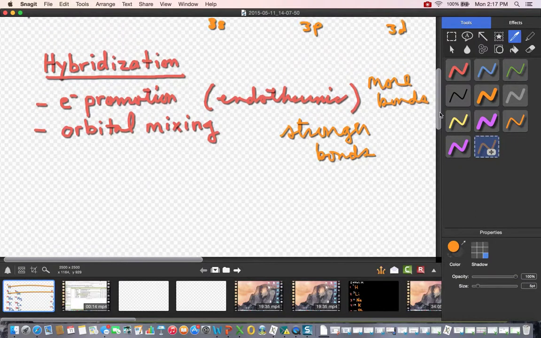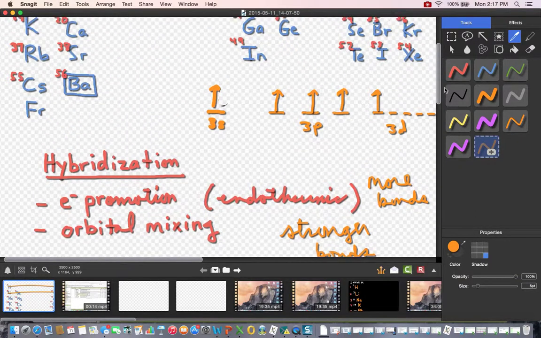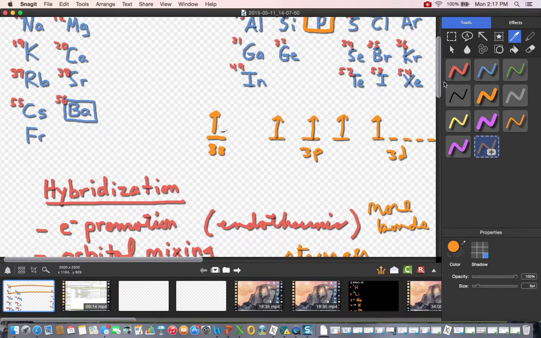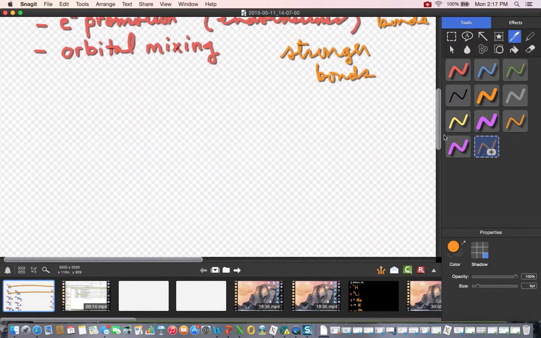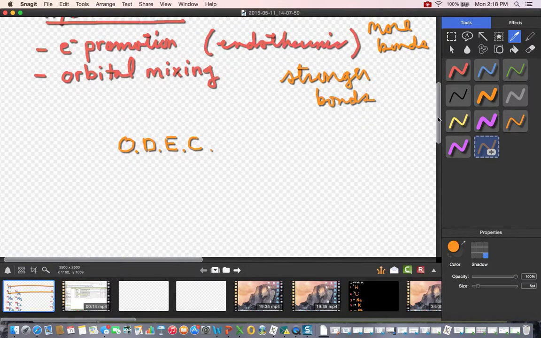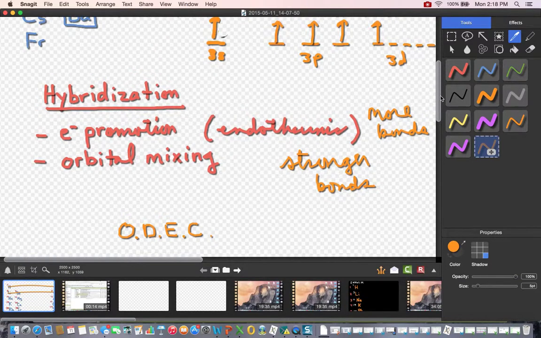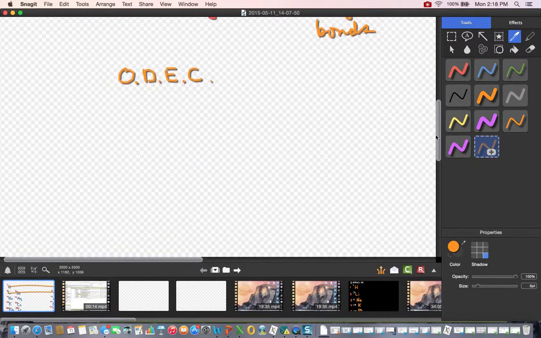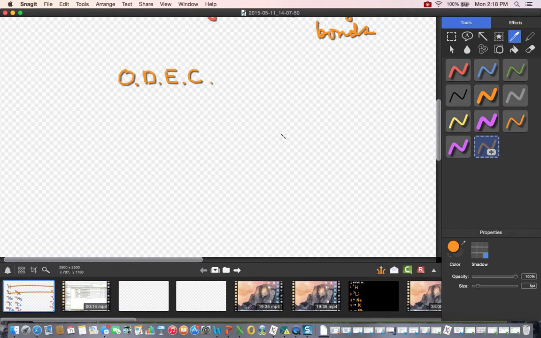This idea that I can represent the electronic structure of an atom with arrows and orbital diagrams, I call this ODEC, which stands for Orbital Diagram Electron Configuration. You can use this to answer a number of questions. For example, the formal charge of an atom in the context of a molecule.